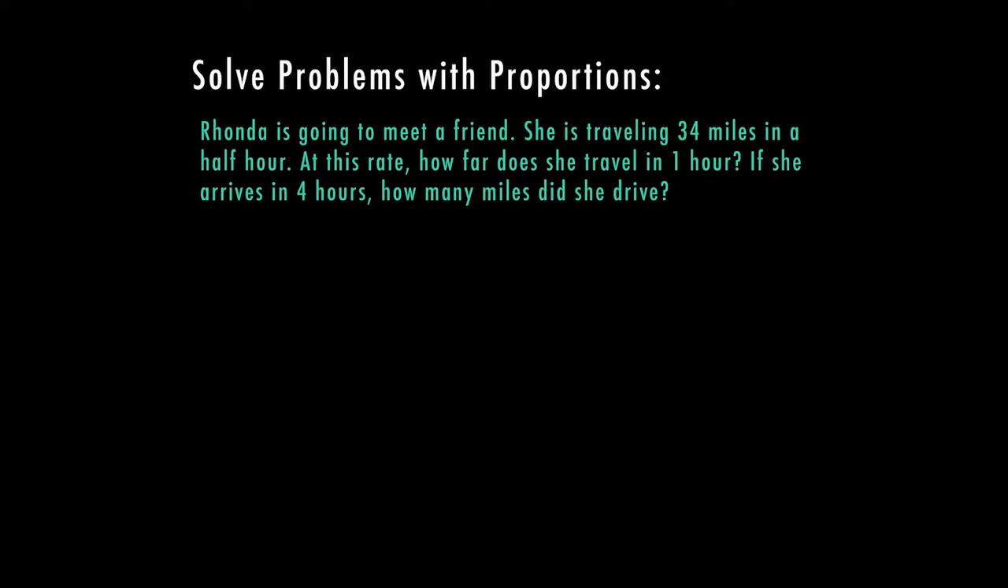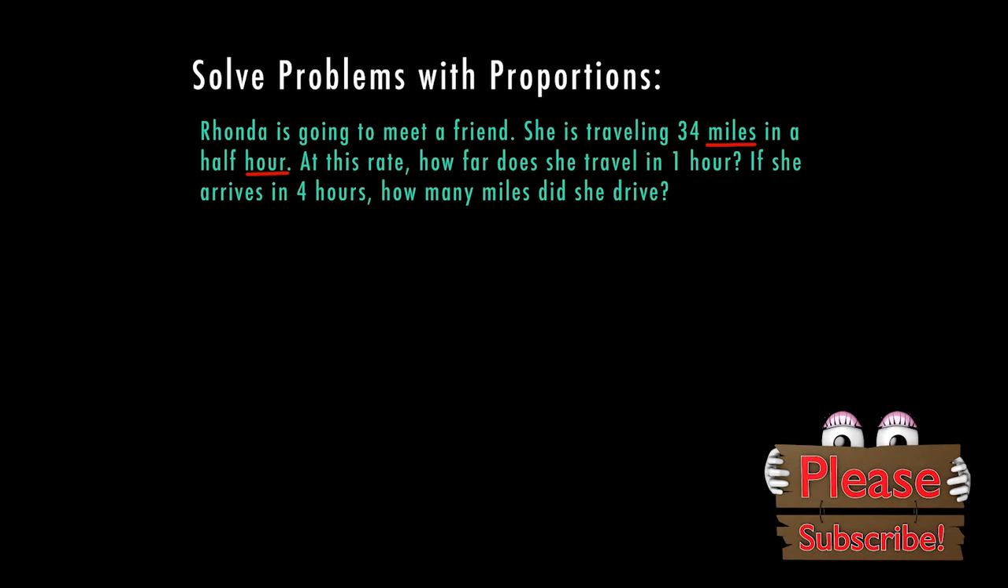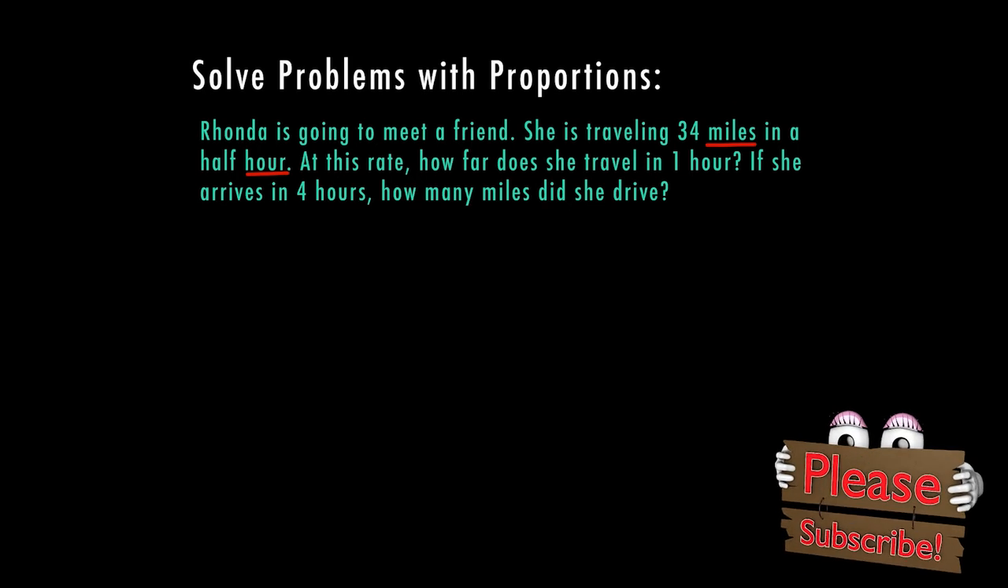Rhonda is going to meet a friend. She is traveling 34 miles in a half hour. At this rate, how far does she travel in 1 hour? And then we also want to find out if she arrives in 4 hours, how many total miles did she drive? In this case, we are talking about miles and hours, and so we can use this information to set up our proportion. Your proportion is just going to be those two things.